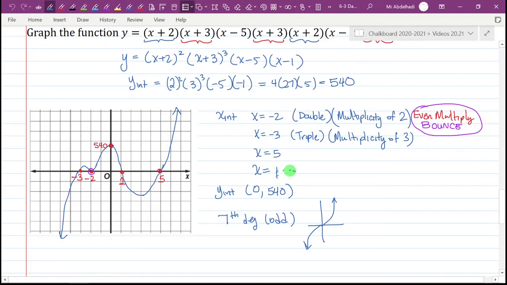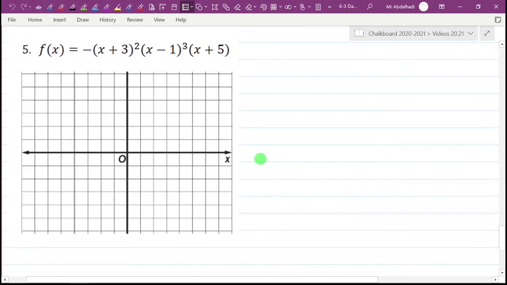All right, last one. So this one's fully factored, and it's grouped together, meaning I didn't write x plus 3 twice, I wrote it x plus 3 to the 2nd power.